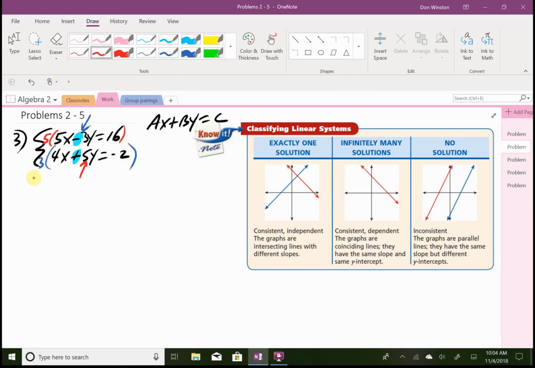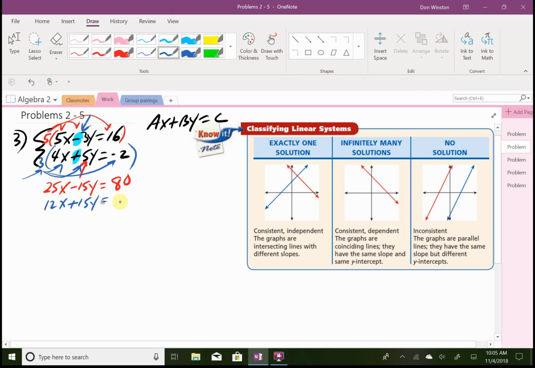So multiplying 5 by the first equation, we distribute to each term, and let's see here what we get. 5 times 5x is 25x, 5 times a negative 3y is a negative 15y, and then 5 times 16 is equal to 80. The second equation, we need to distribute that 3, so 3 times 4x is 12x, and then 3 times 5y will give you 15y, and then 3 times a negative 2 will give you a negative 6. And so now we add.